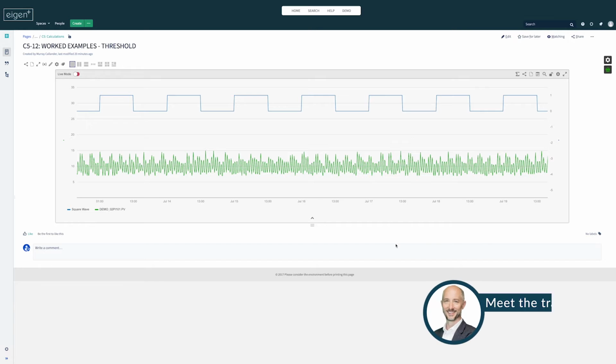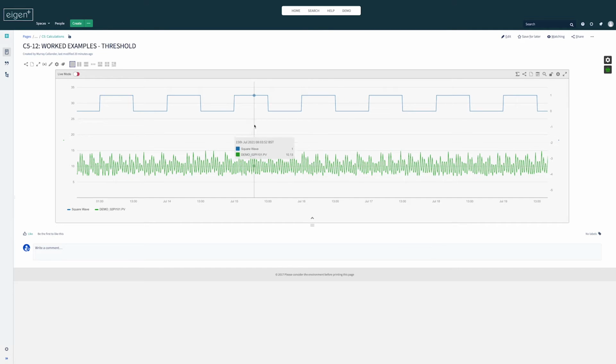function. Here I've got a starting trend with two series on it. We've got a basic square wave, and then we've got a time series from our demo system. So what we want to do is make a compound time series that only gives the value of the pressure indicator, the PI, when the square wave is 1.